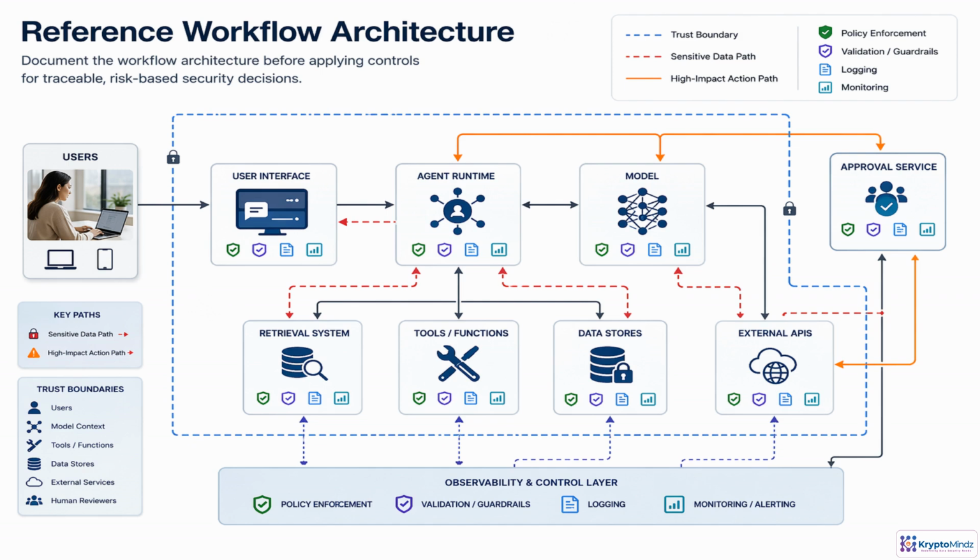Before adding controls, document how the workflow actually behaves. Capture the major components: the interface, agent runtime, model, retrieval layer, tools, data stores, external APIs, logs, and approval service. Then mark the trust boundaries, because risk changes whenever information moves between users, model context, tools, systems, or human reviewers. Pay special attention to two paths: sensitive data and high-impact actions. Finally, show where policy enforcement, validation, logging, and monitoring occur. This turns security from a checklist into a traceable, risk-based design.